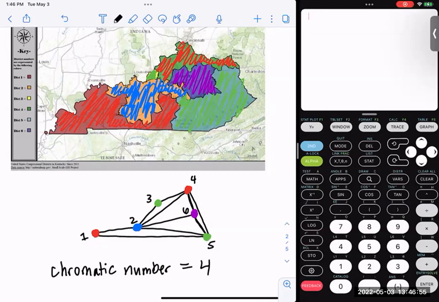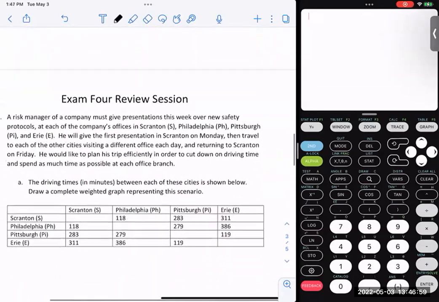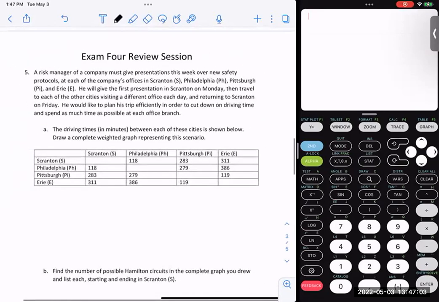So we're going to move on then to the Hamilton side of things. This is where we kind of switch gears, right? When we are looking at traveling our edges exactly once, that's Euler, right? E for Euler, E for edges. But there are certain examples where I actually don't want to travel my edges. I want to travel my vertices, right?